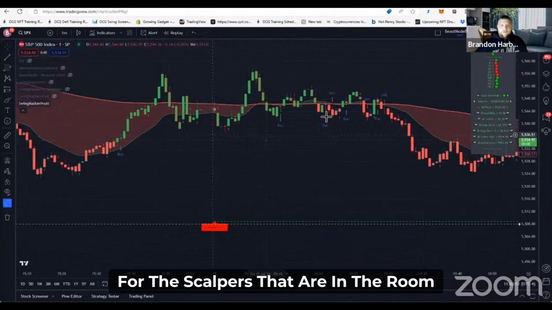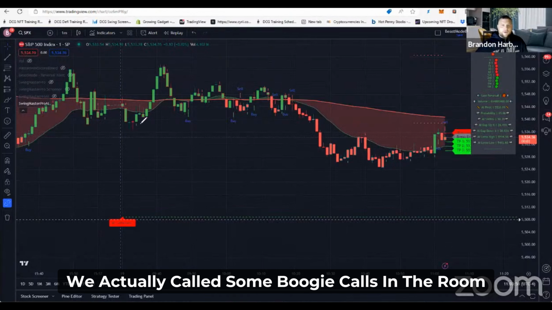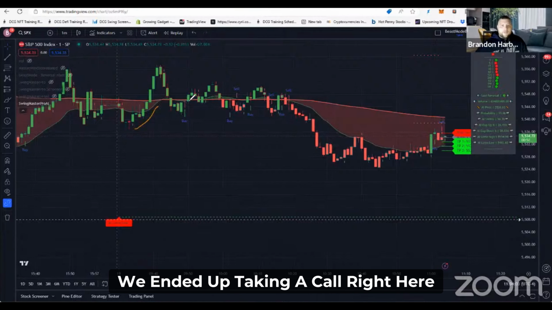So coming into today, you see right here, we actually called some boogie calls in the room. Our candles were green. We ended up taking a call right here. We ended up taking a call right here. Price pushed up. This right here was worth to me $1,000 on the option side. We were in SPX calls, and my simple stop out was going to be right there. So I don't care if it came down and knocked me out. Then we got another trade with the stop out right there.